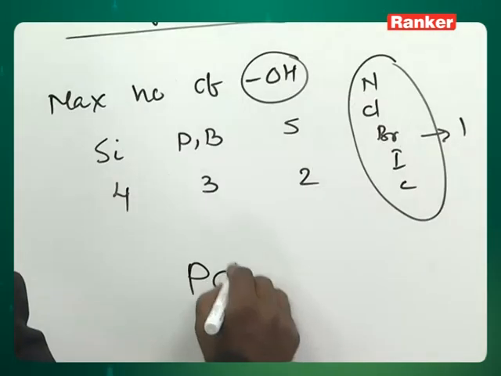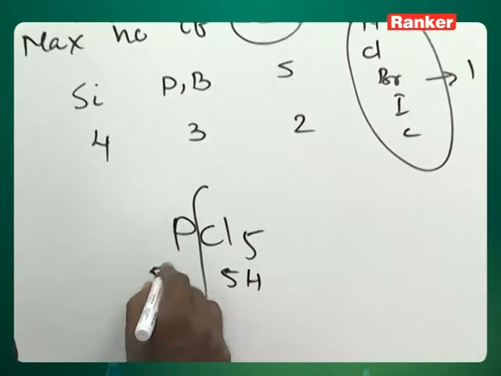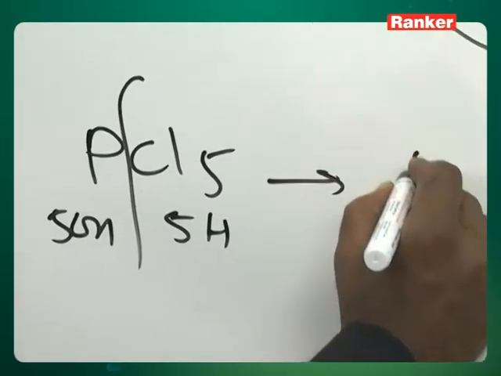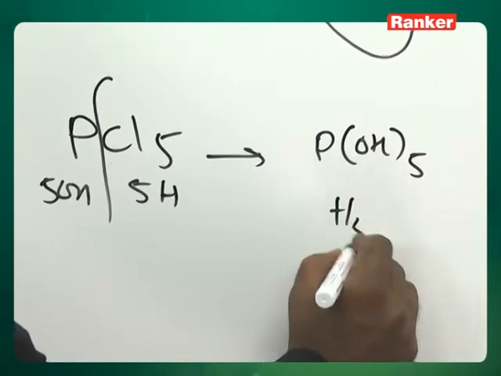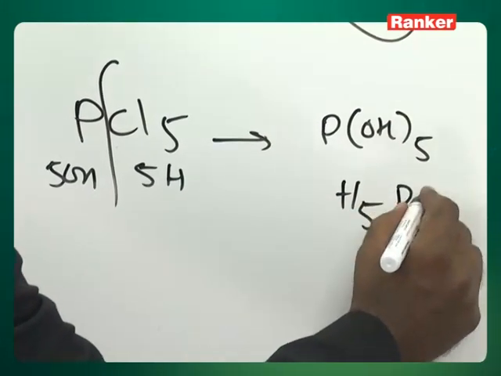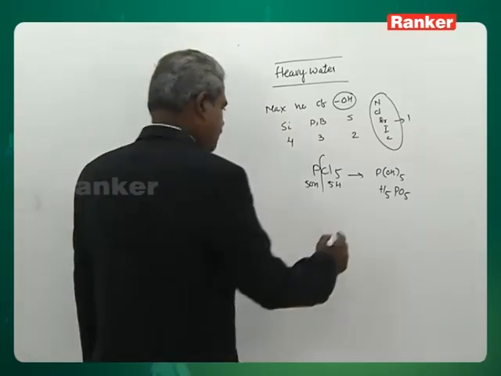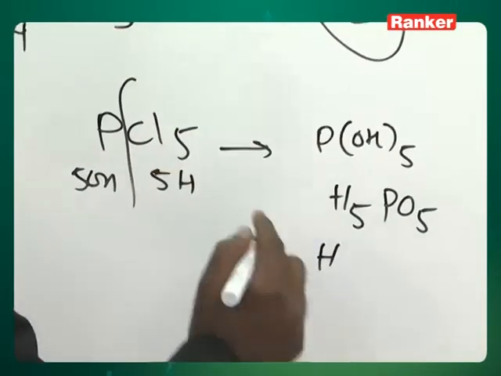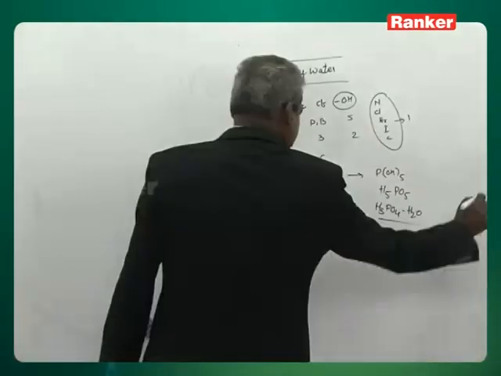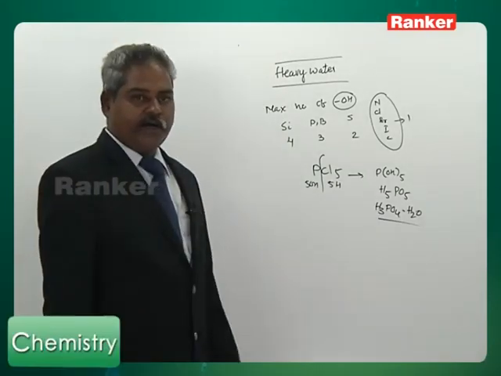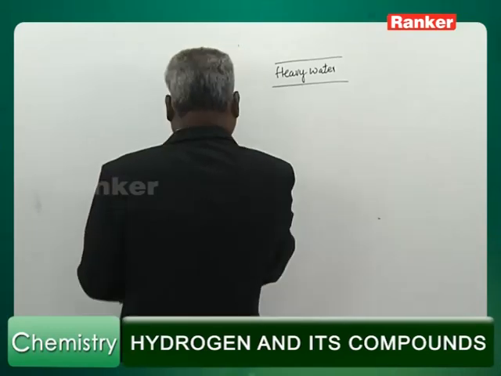So PCl5, when you break normally 5 H, 5 OH, you are getting P(OH)5. Nothing wrong in calling it H5PO5. There is nothing wrong at all; H5PO5 is perfectly all right. But it is H3PO4 dot H2O, hydrated phosphoric acid, given the maximum number of OH groups that can be permitted.